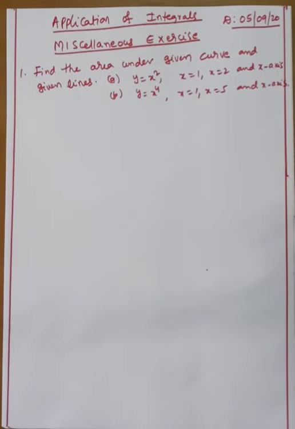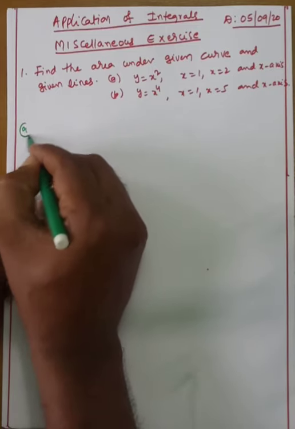Okay, my dear friends, we are going to today's class, that is the miscellaneous exercise. Find the area under the given curve and the given lines. The curve is given, the lines are given. Okay, we will find out the area. First we will take part A.